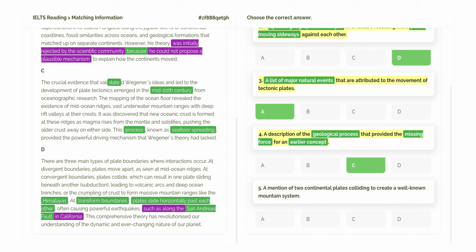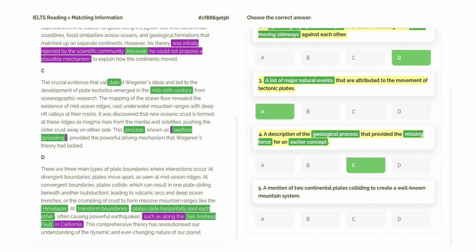Paragraph C describes the process of seafloor spreading and explicitly states that this provided the powerful driving mechanism that Wegener's theory had lacked. This perfectly matches the information required.